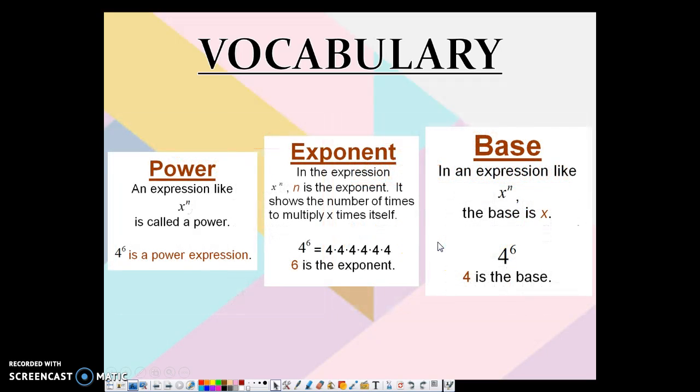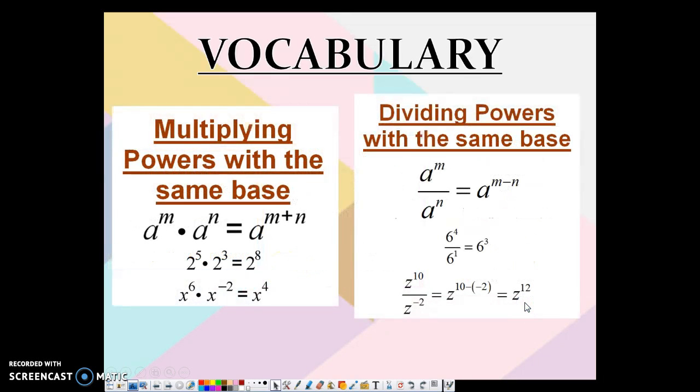Okay, so a power expression is 4 to the 6th power, something like that. The exponent in 4 to the 6th power is the 6, and the base in 4 to the 6th power is the 4. Multiplying powers with the same base, when you do that, you add the exponents. Okay, so 5 plus 3 is 8. 6 plus negative 2 is 4.